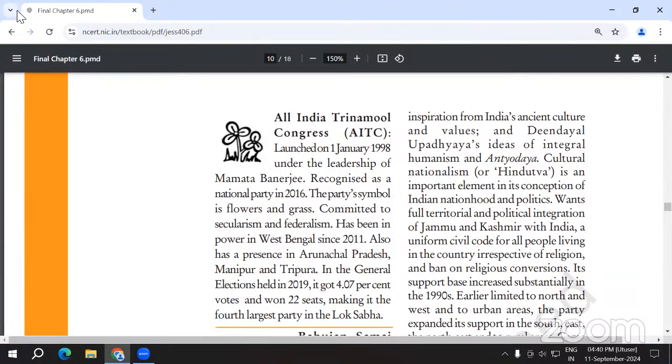6%, that is in the Lok Sabha election all over the country. It has a support base in Arunachal Pradesh, Manipur, Tripura and West Bengal. 4 states it has support. So thus, this party's candidates might have scored some votes. So the whole number of votes, if it is 6%, then it is automatically declared a national party. Are you getting the point?